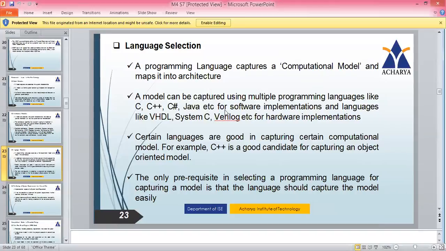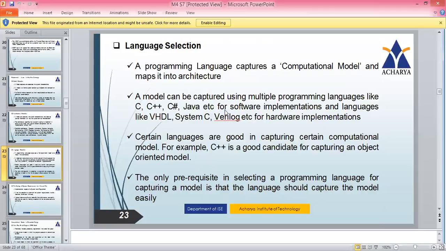So for software implementations, we can go with C, C++, C Sharp, Java, and for hardware we can go with VHDL, SystemC, Verilog. If you take an ATM machine, it is a combination of hardware, and definitely there is software built into it, because there is software running which guides you. There's a beautiful GUI. So the GUI is mainly using software.